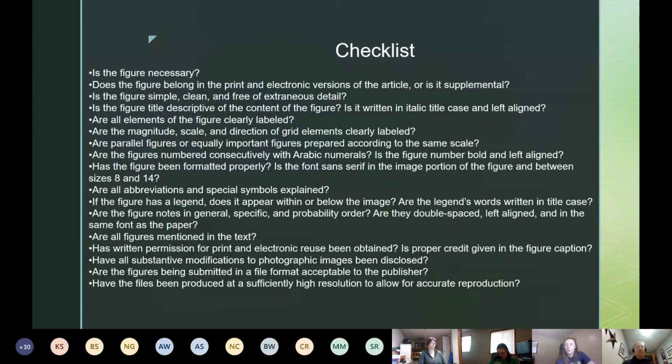Is the title of the figure descriptive? Data analysis. Well, that should be pretty descriptive. Okay. Is it written in italics? Okay. Is it left aligned? Are the elements of the figure clearly labeled?